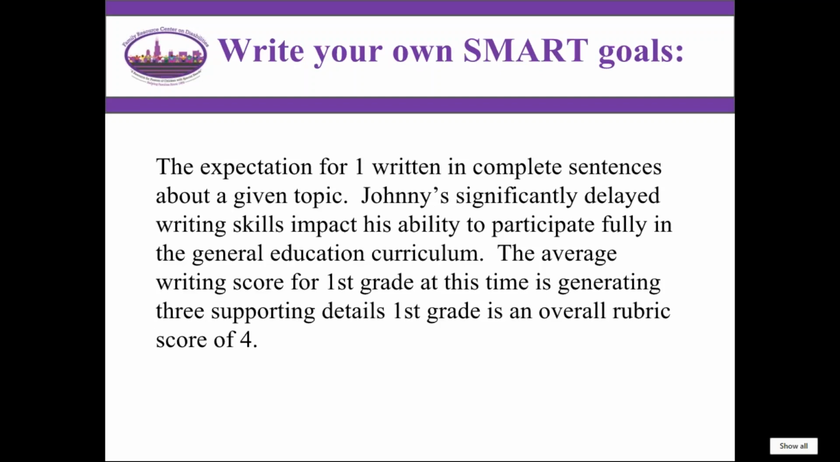Okay, so here we talk about writing your own SMART goals. The expectation is for one written in complete sentences about a given topic. Johnny's significantly delayed writing skills impact his ability to participate fully in the general education curriculum. The average writing score for first grade at this time is generating 3 supporting details. First grade is an overall rubric score of 4.